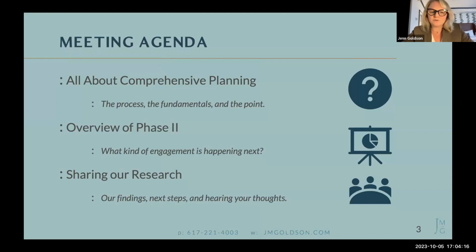And then we'll go through the Phase 2 community engagement tools that we are on the verge of launching next week. We want to walk you through each of those tools so that you understand what they are and what their purpose is, and also so the community can start to hopefully get excited about participating in the conversation using those tools. And then we're going to share some of our research and findings, and then we'll talk a little bit about next steps and hearing your thoughts and getting us your comments.